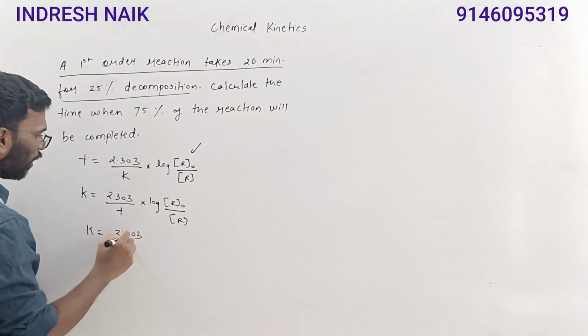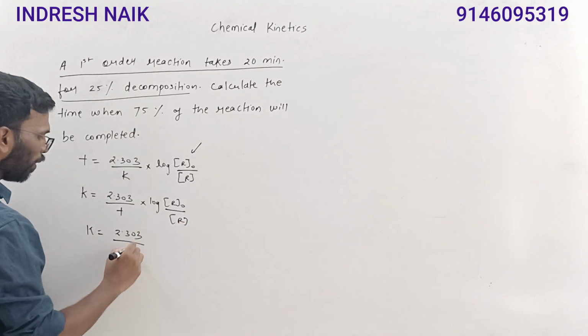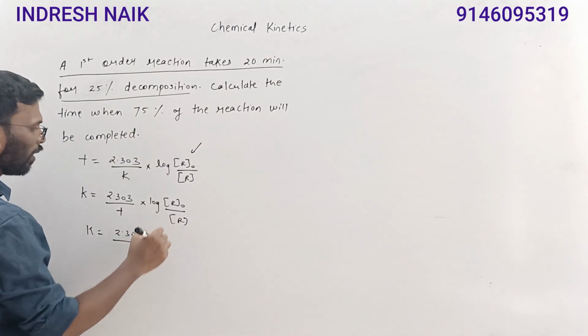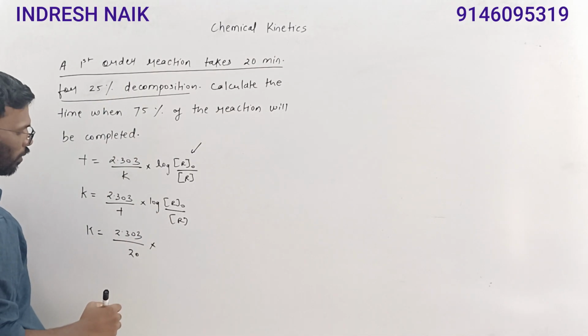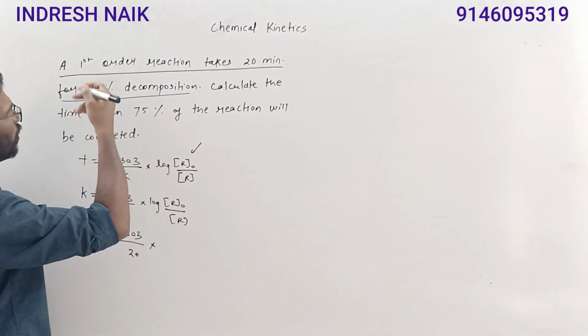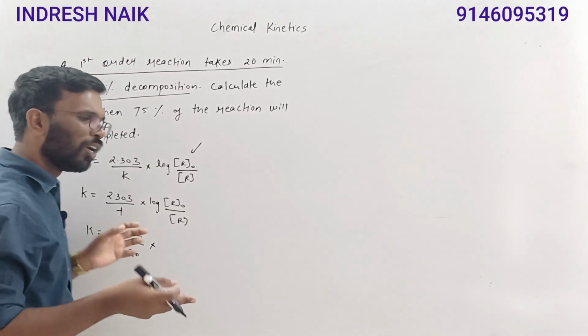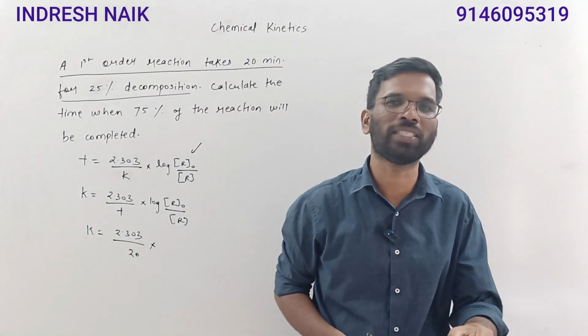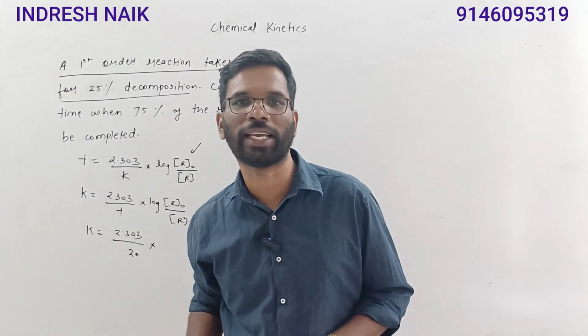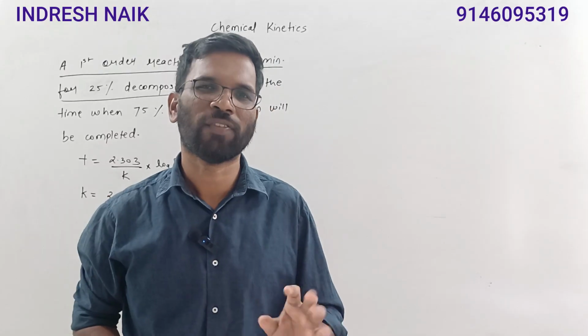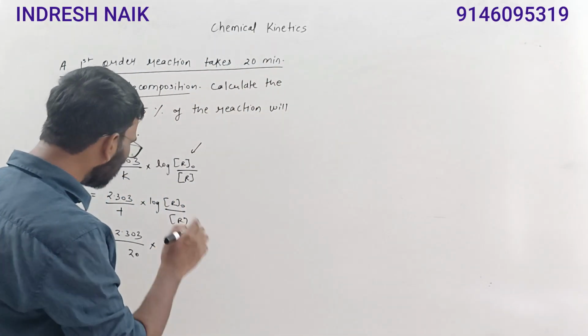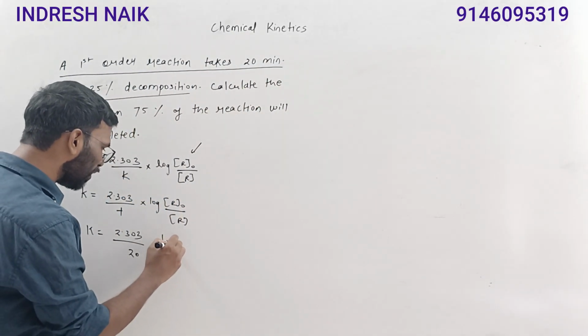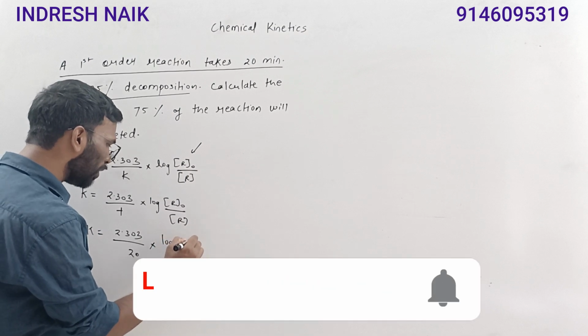2.303 and a time is how much? 20 minutes, 20 minutes. And what is the concentration given? What is the initial concentration? They did not give anything. They said that 25% decompose means 25% of the reaction has taken place, means how much is remaining? 75%. So initial concentration, if you are considering, then you should be considering this should be 100.